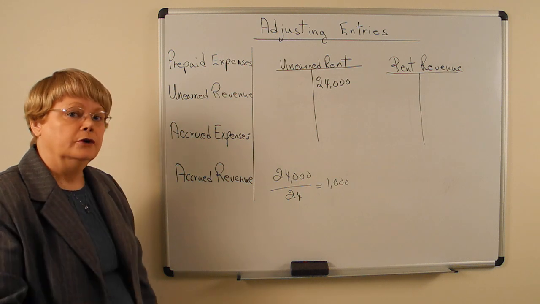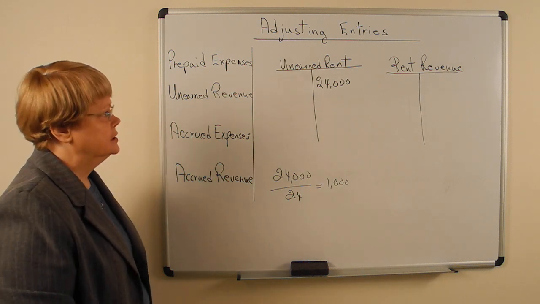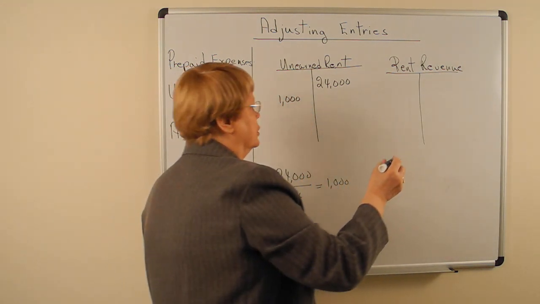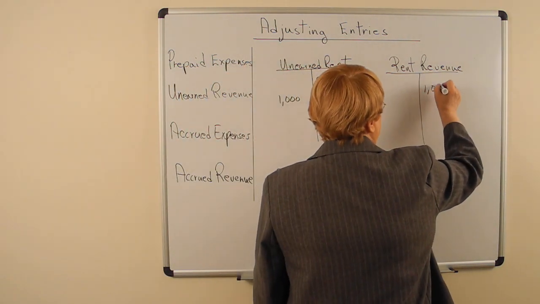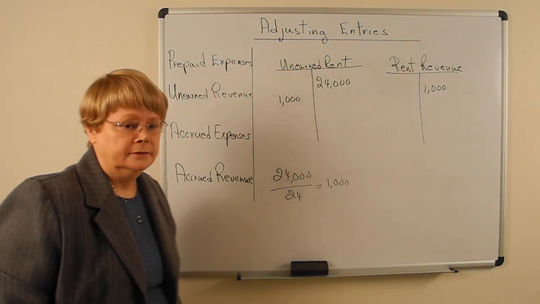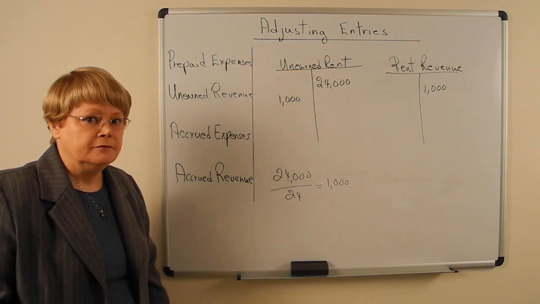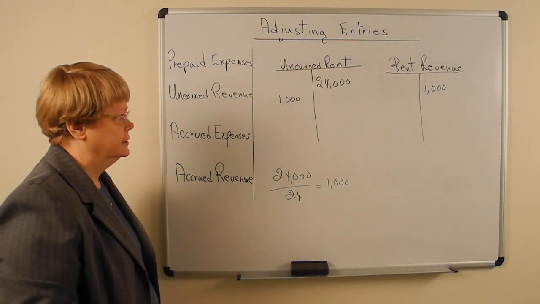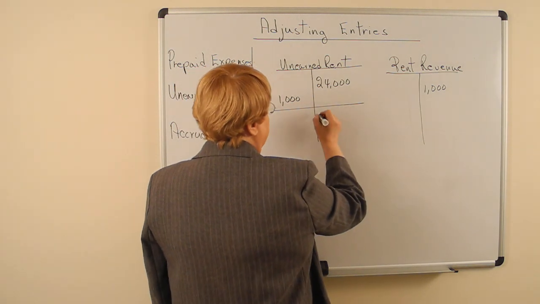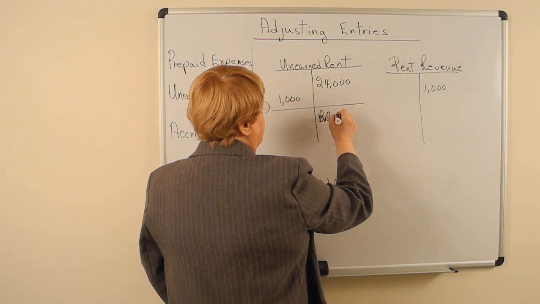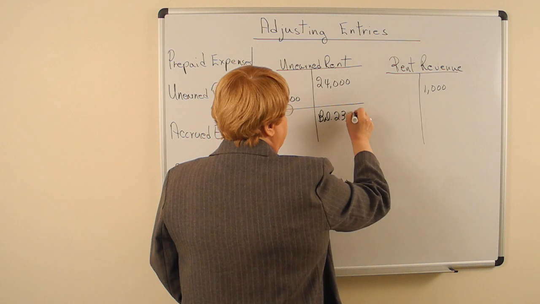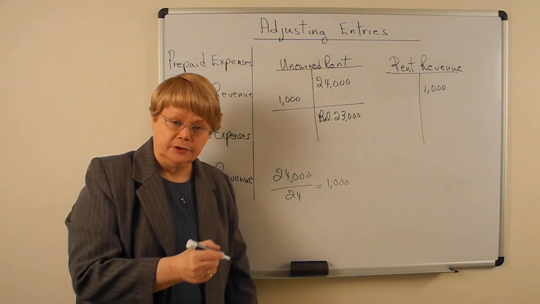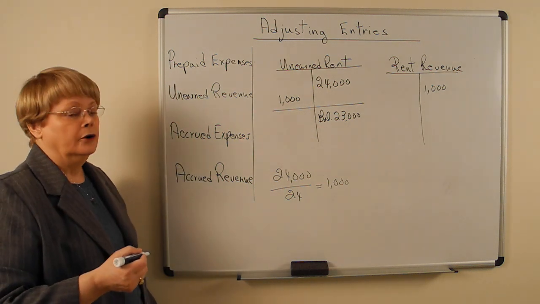So now we have earned 1 month's rent. We're going to take 1 month out of unearned rent with a debit. We're going to put 1 month's rent into rent revenue with a credit. Okay? Because we know we increase revenue with a credit. We know we decrease liabilities with a debit. Now the balance in the unearned rent account is $23,000, which represents the rent for the next 23 months, which has been paid to us but has not yet been earned.